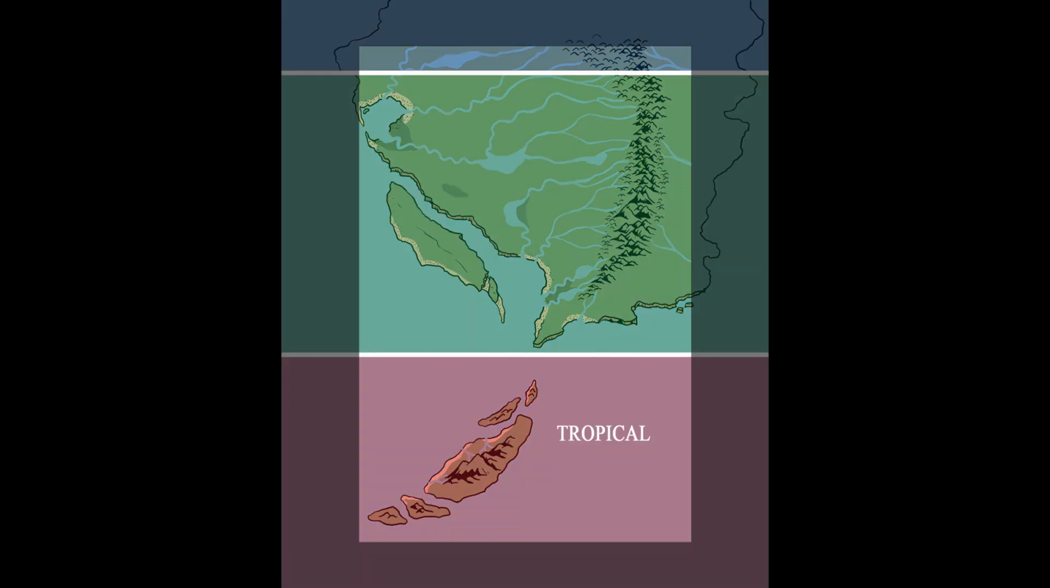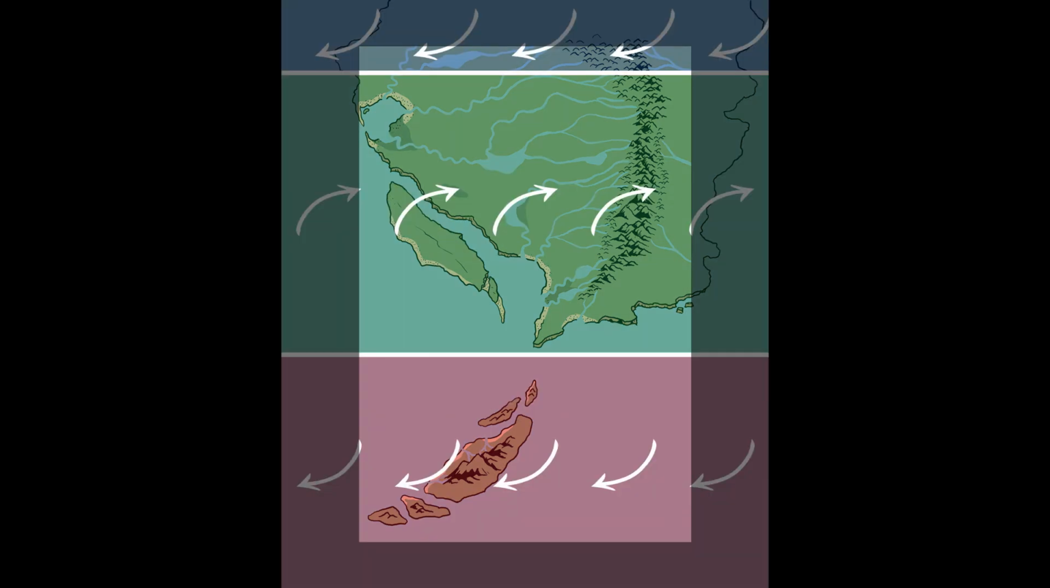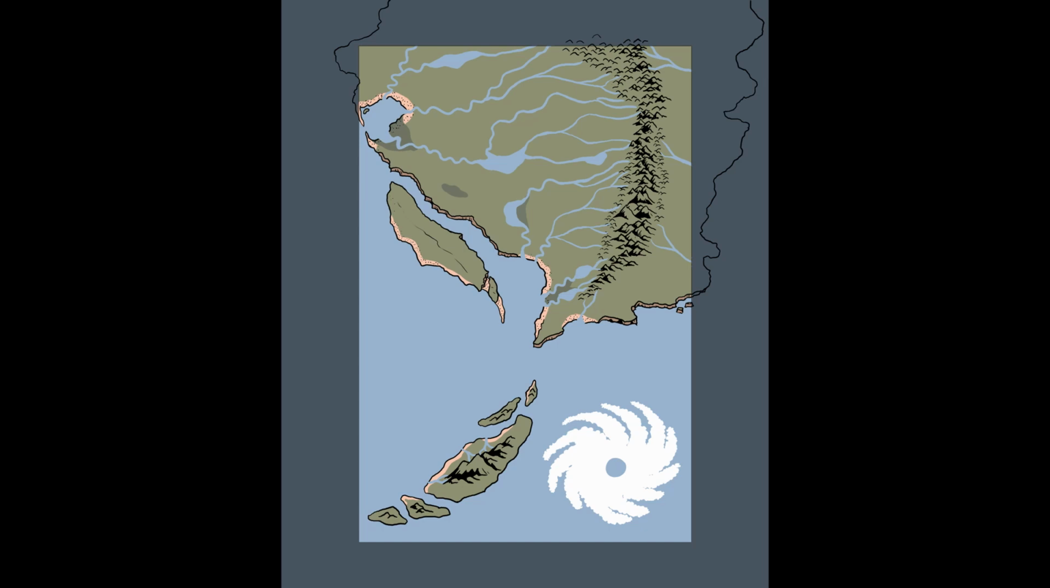Being in the northern tropical region of this world, this is where hurricanes are most likely to happen. Since the major wind patterns here flow from east to west, these hurricanes will come in from the east, bringing with them torrential rainfall, potential tornadoes, and a storm surge that could do a lot of damage along the eastern coastlines of these islands.